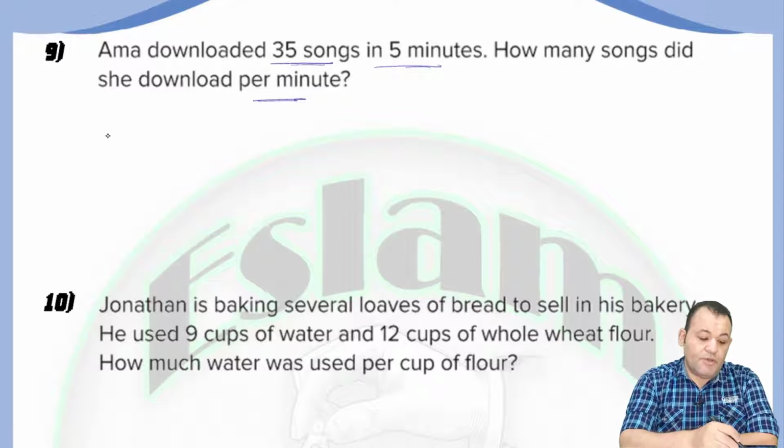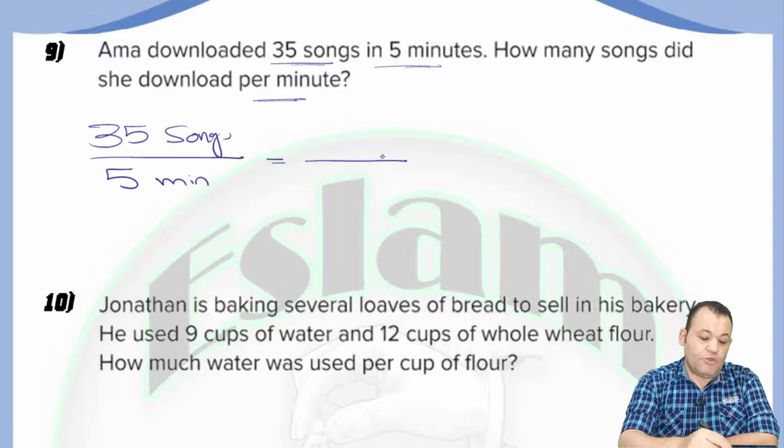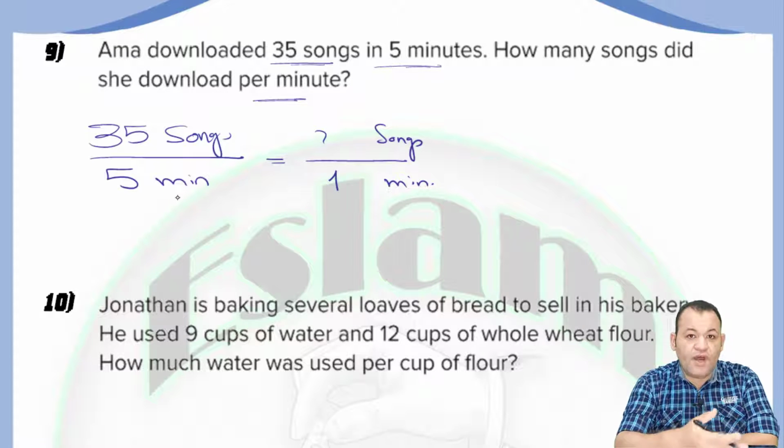So we need to compare the number of songs to the number of minutes. We have 35 songs in 5 minutes. So we need to find how many songs in 1 minute. That means we need to find the unit rate.